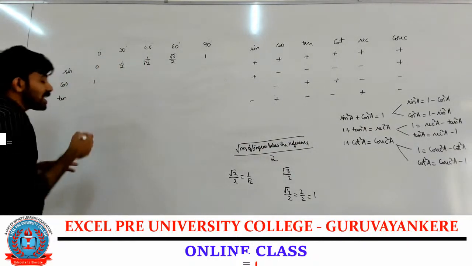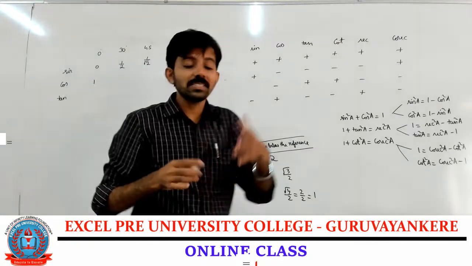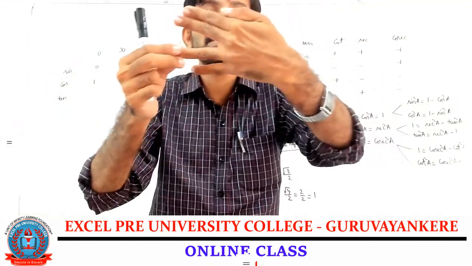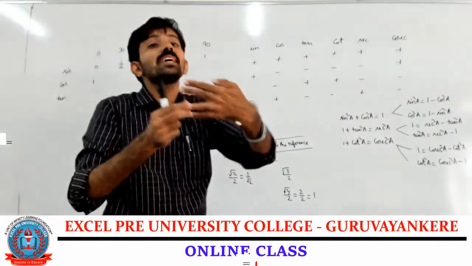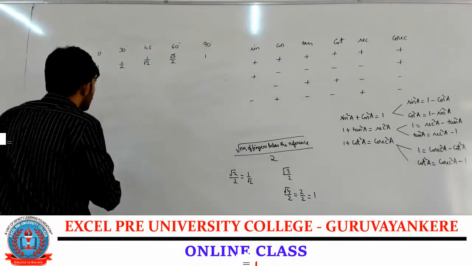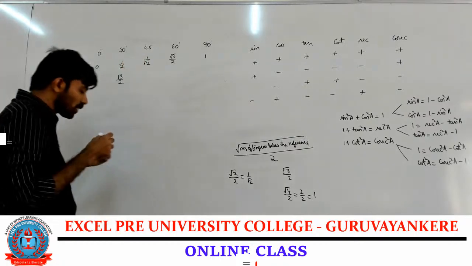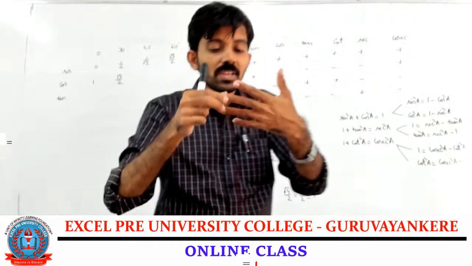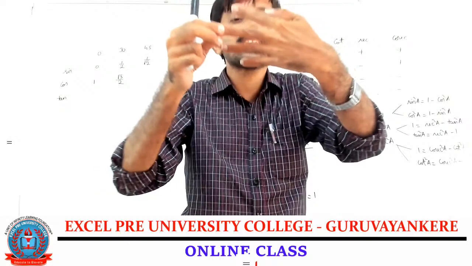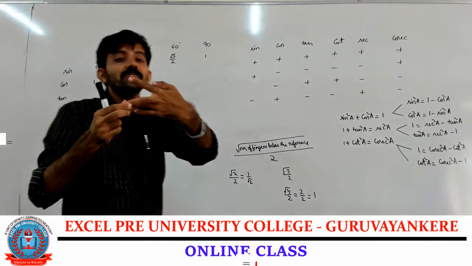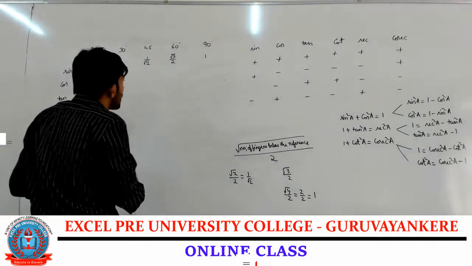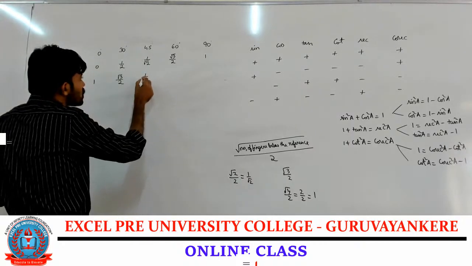You want cos 30. How many fingers are there above this? Above this there are 3 fingers. Cos 30 is root 3 by 2. Correct? Number of fingers above the reference divided by 2. Cos 45, how many fingers are there above this? This is 45 degrees. There are 2. So cos 45 is root 2 by 2. Root 2 by 2 simplifies to 1 by root 2.